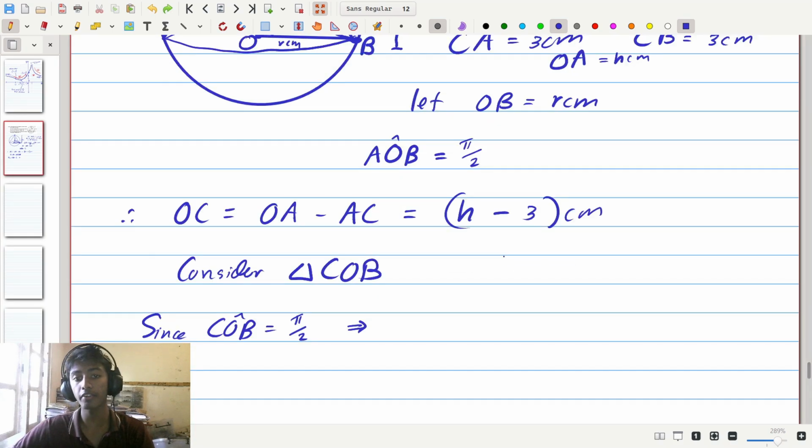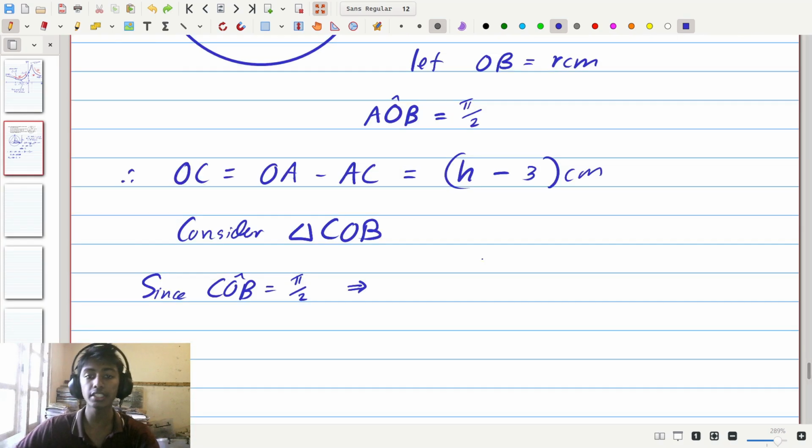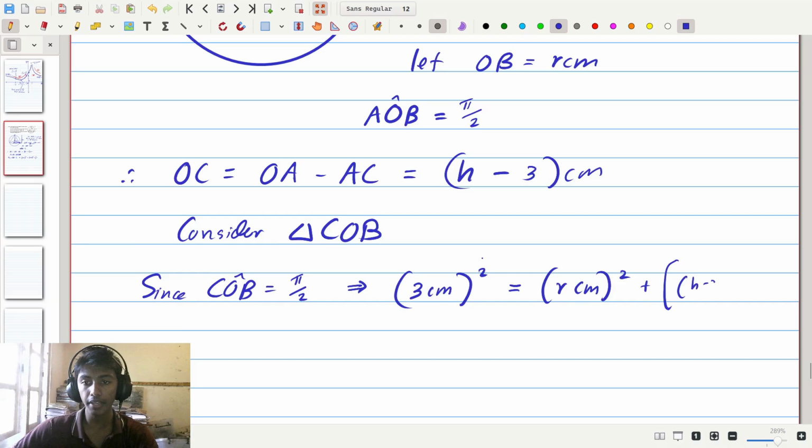Therefore, if we go down and write down the Pythagorean theorem, we can see that the hypotenuse squared, which is 3 centimeters squared, must be equal to one of the side lengths squared, which is r centimeters squared, plus the other side length squared, which is h minus 3 centimeters squared.